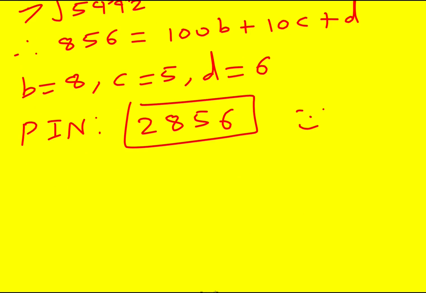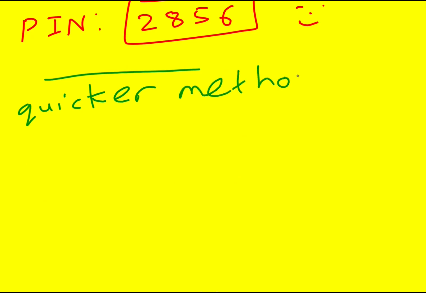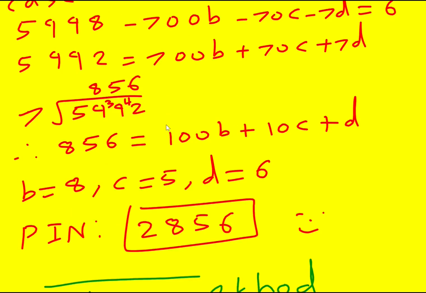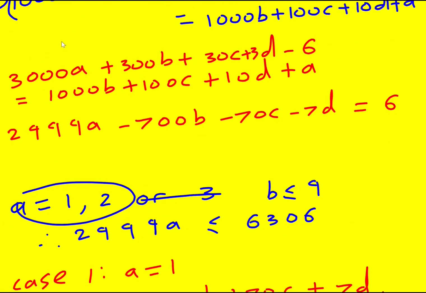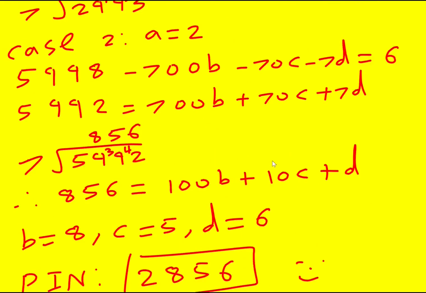Now let's take a look at a quicker method. My method works pretty well here. It takes a little bit longer than this quicker method, but for questions where you have an increasing number of digits and this sort of thing happening, this is worth knowing. So actually, because I'm really only focused on A moving, I can write the pin as 1000A plus some other number.